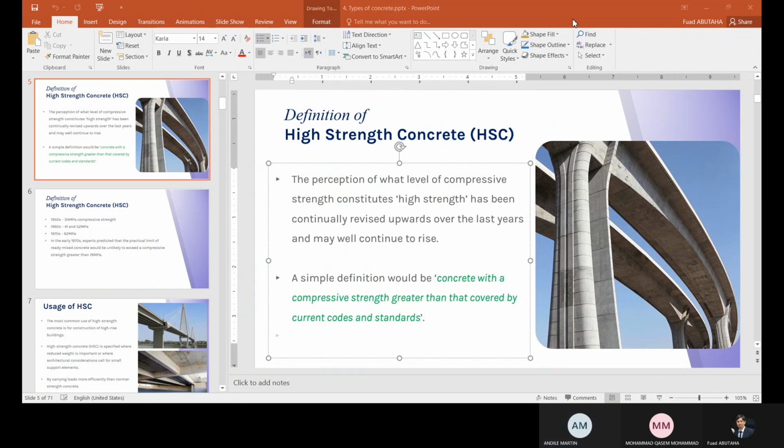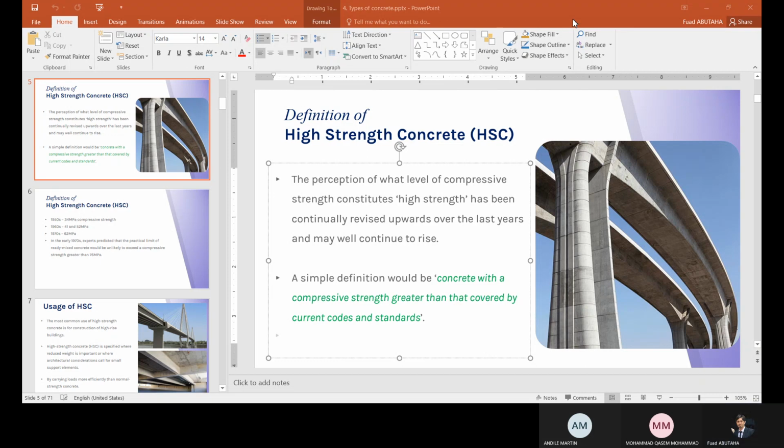By increasing the particle size? Increasing the particle size of aggregate, yes. So increasing the particle size of aggregate is one of the methods to improve the workability of concrete.